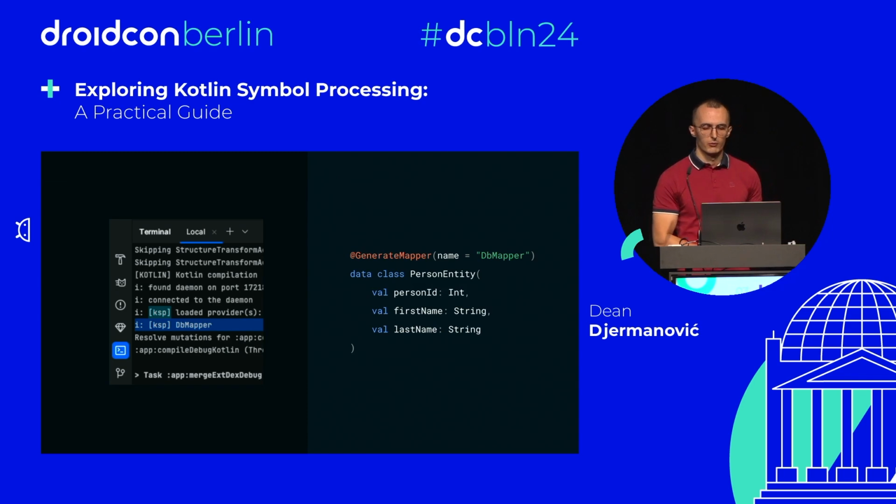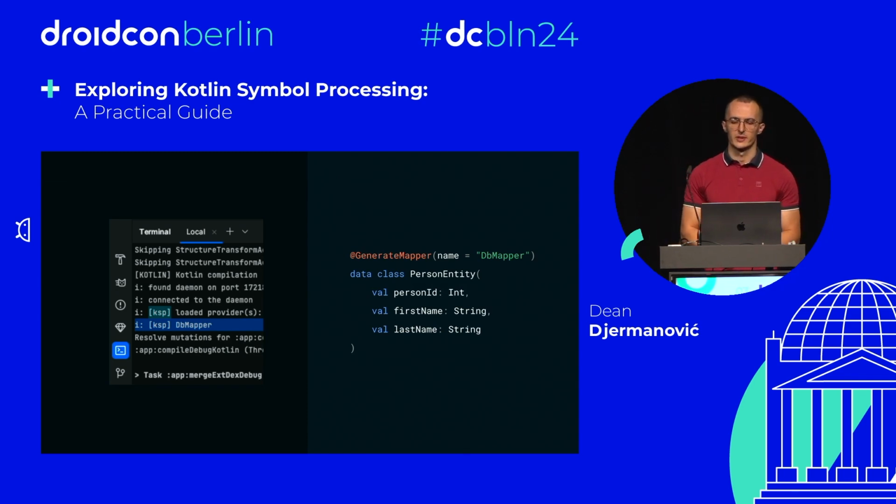For example, if we have a PersonEntity data class, which is annotated with GenerateMapper, and we used DbMapper as the value of the name argument, if we build the previous code block and check for the output, we are going to see that the DbMapper name is being extracted correctly.